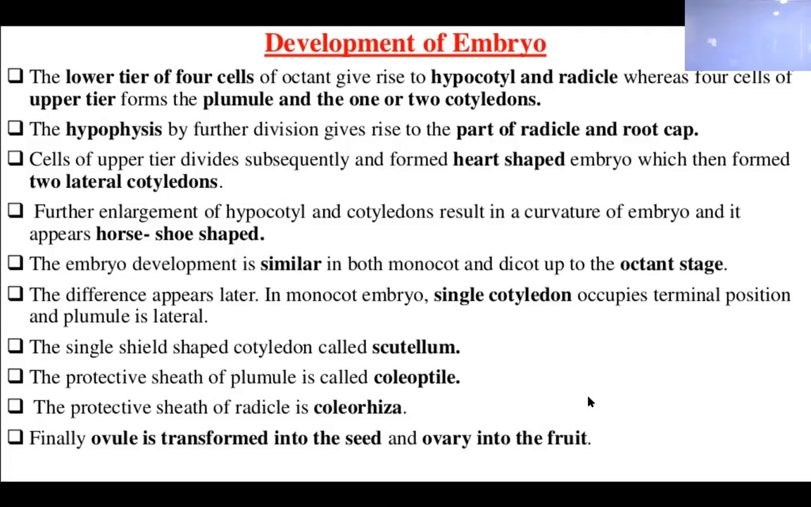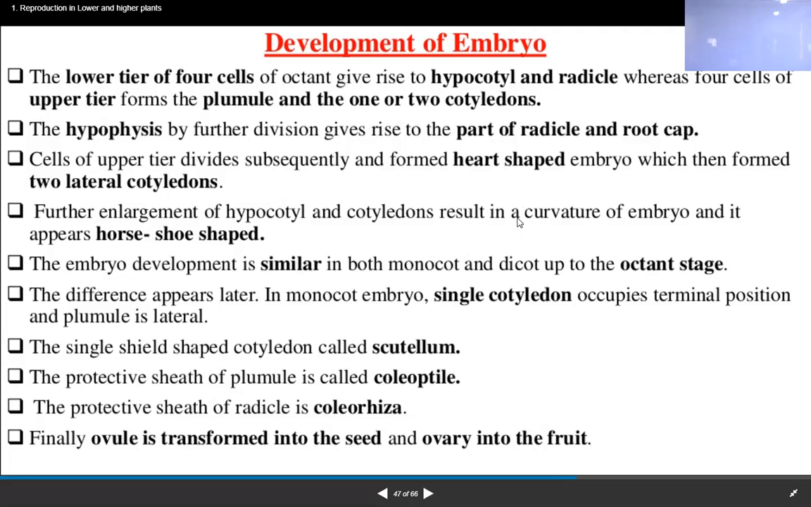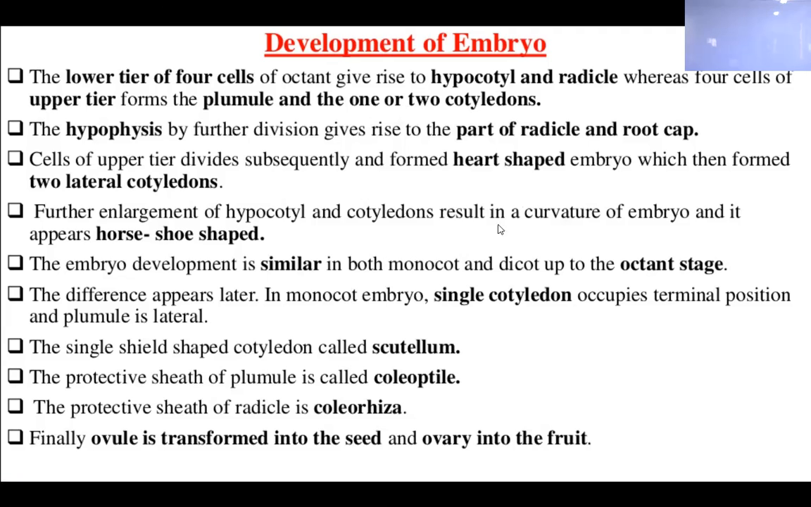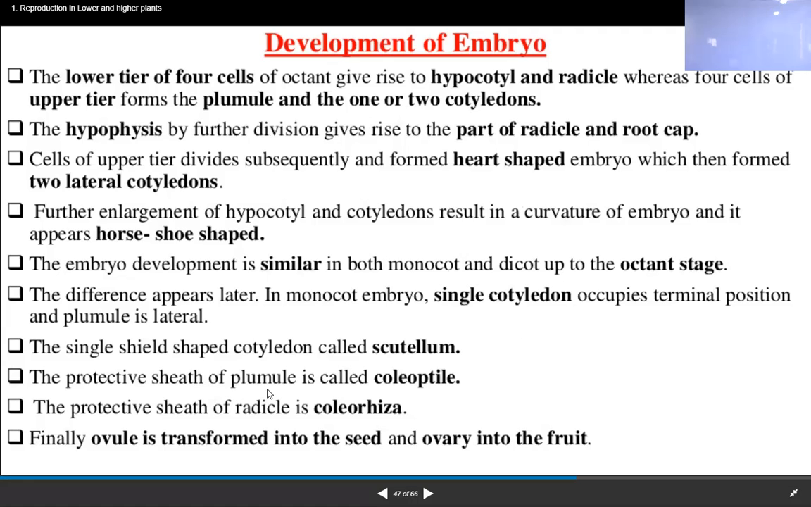Here again some extra points they have given. Please go through this. Like protective sheath of plumule. ये तो आपको पता है ना, radicle develops into root and plumule develops into shoot. Future organs I'm telling you. So protective sheath of plumule is called coleoptile. Protective sheath of radicle is called coleorhiza. Finally, ovule is transformed into seed and ovary into the fruit. So these are different developmental stages, right? How ovary develops into fruit and ovules into seeds. So just go through this.